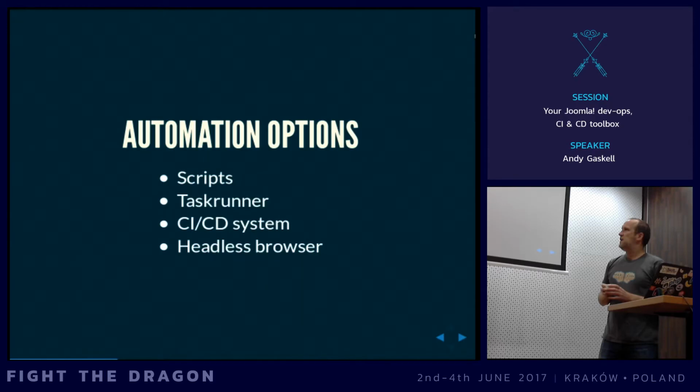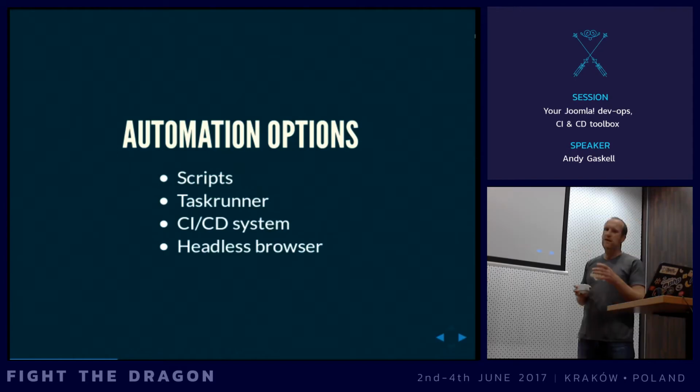For example, moving to a task runner type system. It's more popular now with using Gulp or Grunt to run even little things like compiling your CSS or LESS. A lot of this automation can also be done, if you have larger projects, with continuous integration and continuous distribution systems, and a headless browser is kind of nice for automation too.